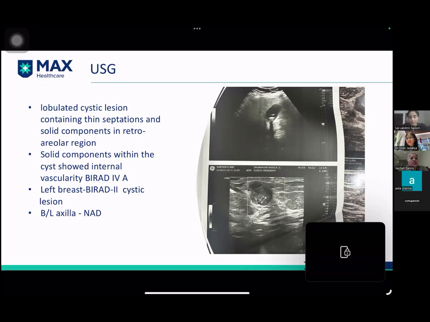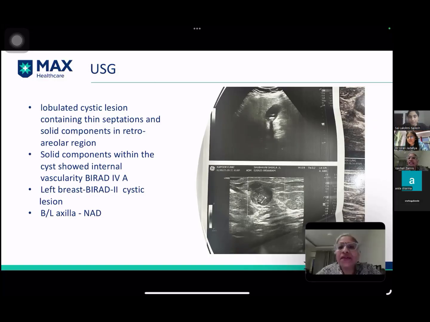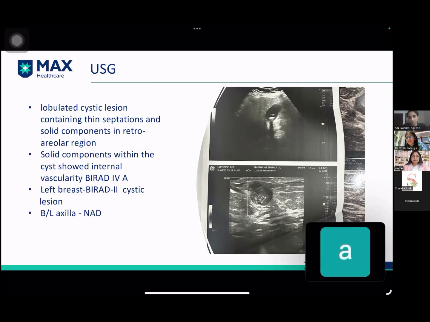Let us ask the pathologist, Dr. Anila. Anila ma'am. Hi, Dr. Vaishali, I'm here. So can you comment upon the sampling, especially when it comes to papillary lesions? What kind of samples are adequate or appropriate for you to label them, whether they are benign or malignant? What would be the message to the audience?